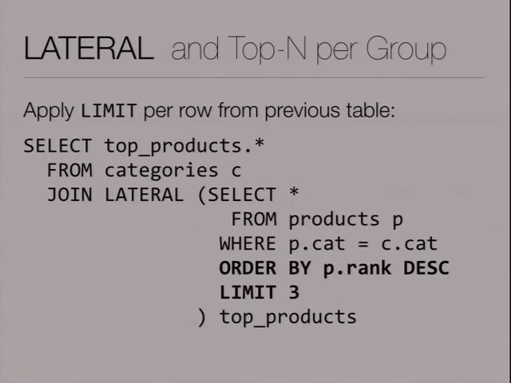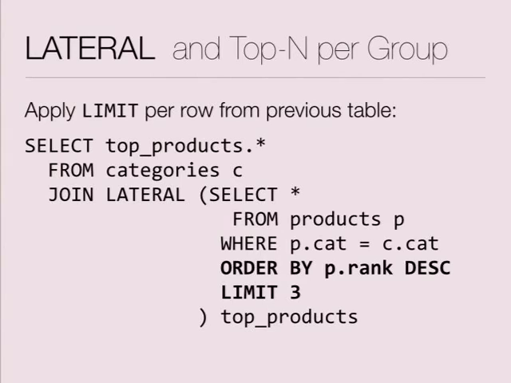The other one is if you want to apply some logic inside the inline view, which you could not apply otherwise. The most prominent example here is limiting the data set. What that query does is select from categories, so all the categories. For each category, it goes to the products table, ordering them by some ranking, whatever that might be, and then limiting it to three rows. That's basically selecting the top three rows per category. We could not do that without lateral, because then the semantics of the limit would apply globally and not limited to one category. So this is the second use case.